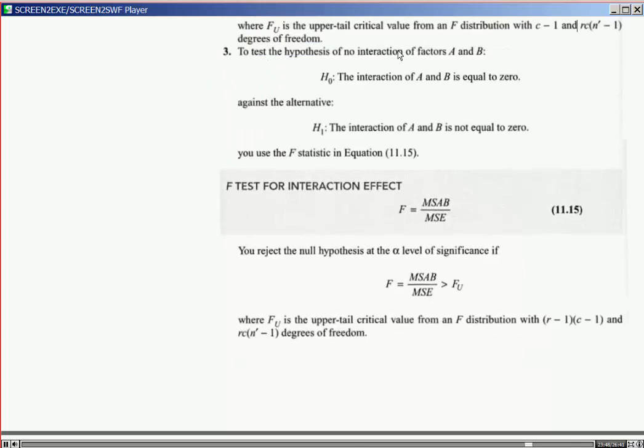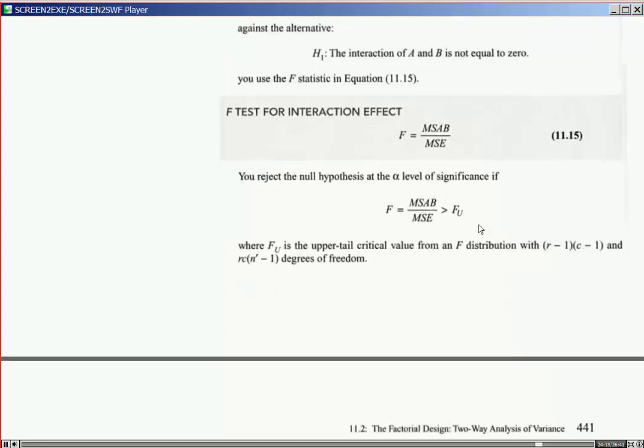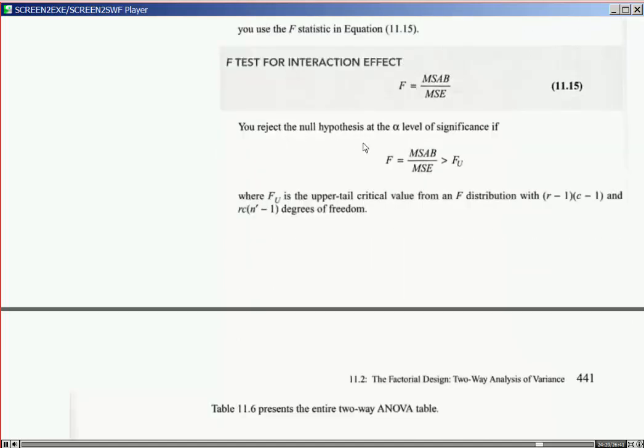Here's the third step, to test the hypothesis of no interaction of factors A and B. Verbally stated, the null hypothesis is that the interaction of A and B is equal to 0. You can just put a multiplication sign. And the alternative is that the interaction of A and B is not equal to 0. The calculation of the F statistic is again the same: mean squares due to interaction divided by the mean squares of the error.